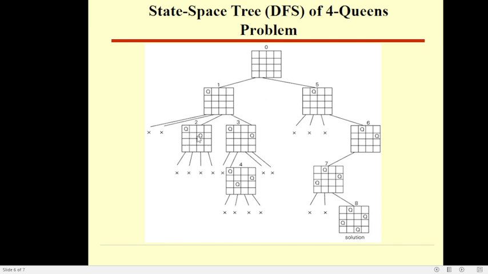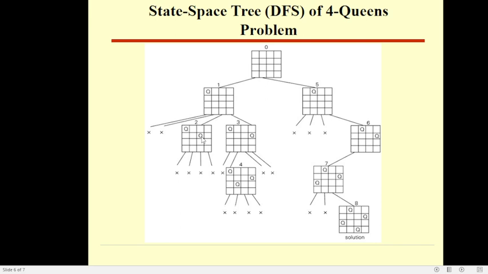The second row contains 4 columns, but in the first 2 columns we cannot keep the second queen, because if we keep the second queen in the first 2 columns of the second row, it will attack the first queen in the first row. So only 2 legitimate options are available for keeping the second queen.